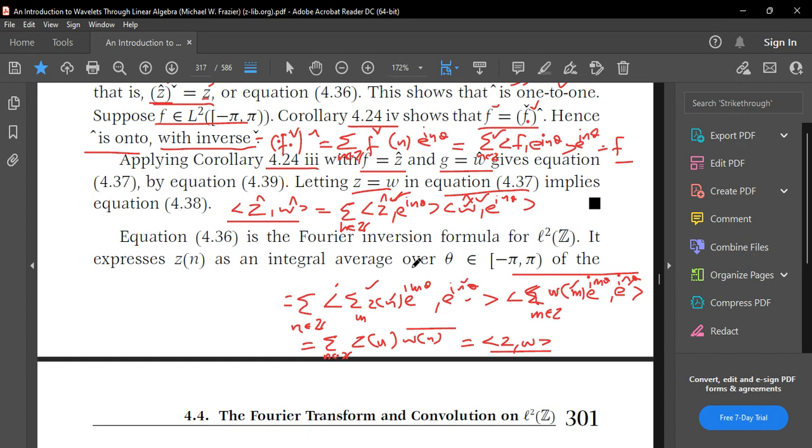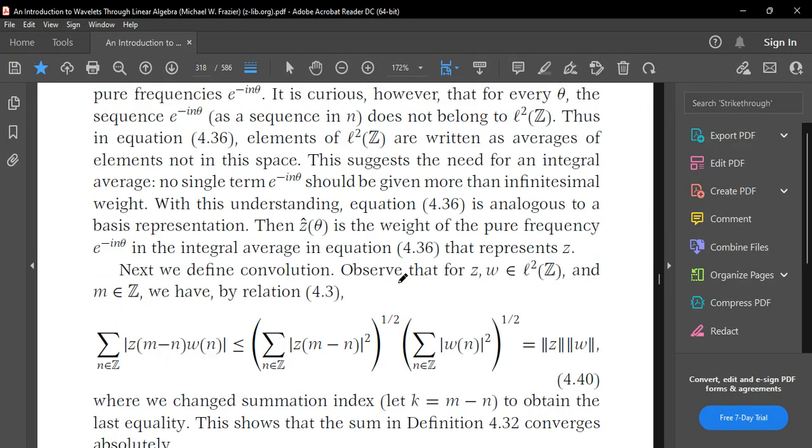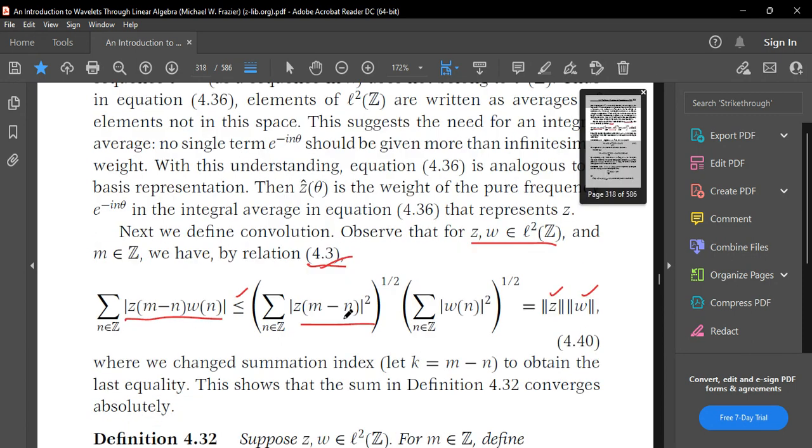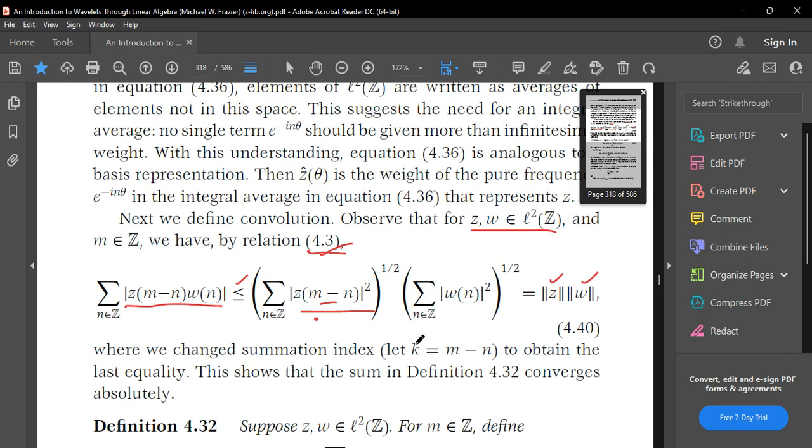Now coming to the next item, we have this relation 4.3. In relation 4.3, if z, w belong to L2 of Z, we have seen that the summation over n belongs to Z of the modulus of z of m minus n times w of n is less than or equal to the product of the individual norms, that is, the summation of modulus z of m minus n squared raised to half times the summation of w of n squared raised to half, that is norm z into norm w. By relation 4.3 we have used this, and here we have replaced m minus n by k. So the sum over n belongs to Z can be replaced by the sum over k belongs to Z of the modulus of z of k, because the sum is infinite and we will have all the terms by using this index change.